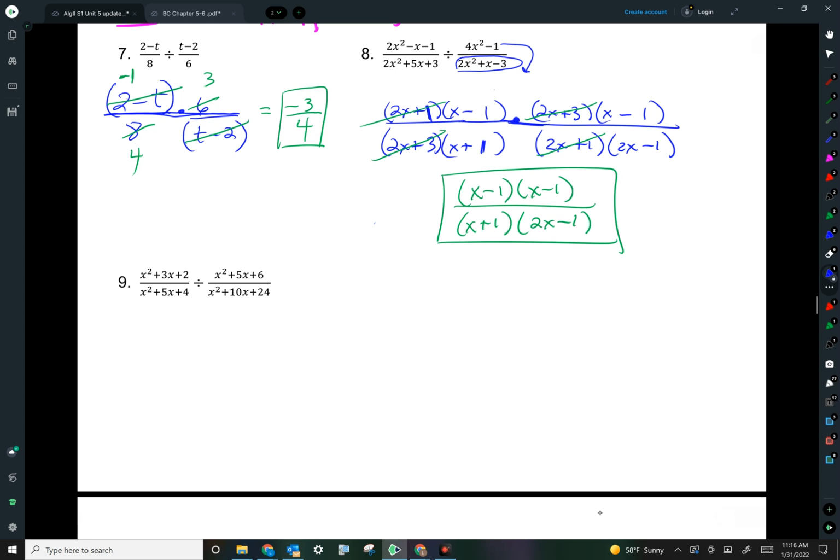So I'll factor the numerator. I'm checking to make sure it gives me the 3 in the middle. Factor the denominator.